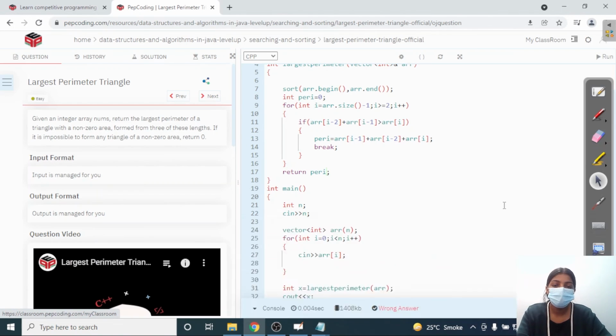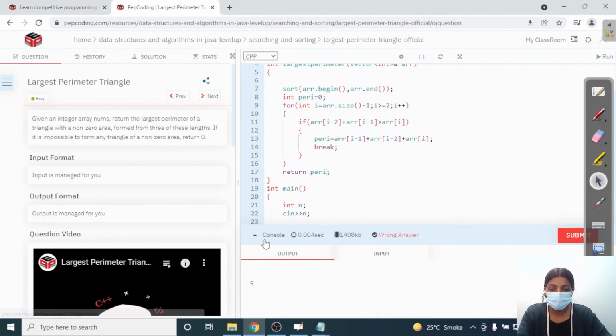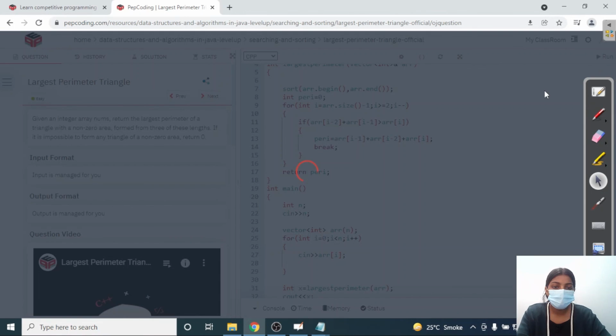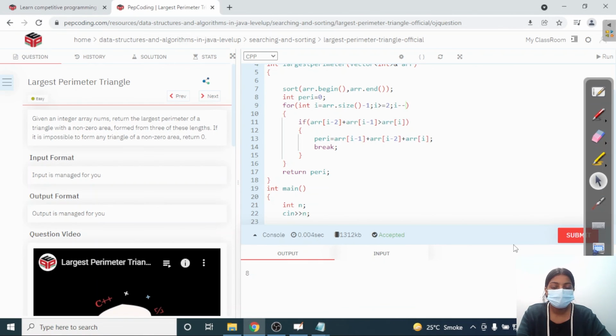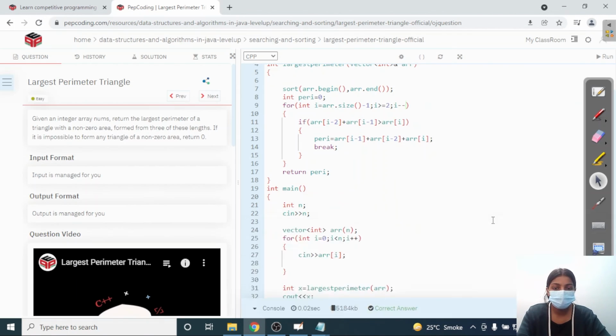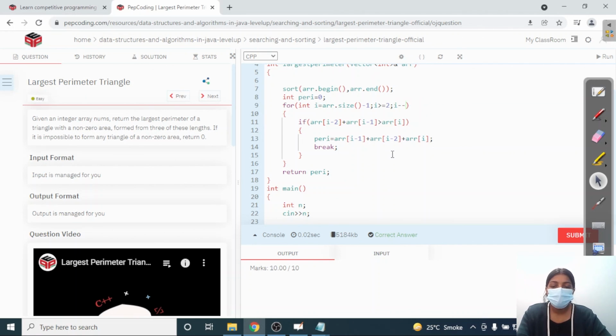Okay, wrong answer. Why wrong? The perimeter was initially equal to 0. Okay, it should be i minus minus. Let's try to run this again. Okay, accepted, and let's try to submit this. Okay, submitted. So correct answer.